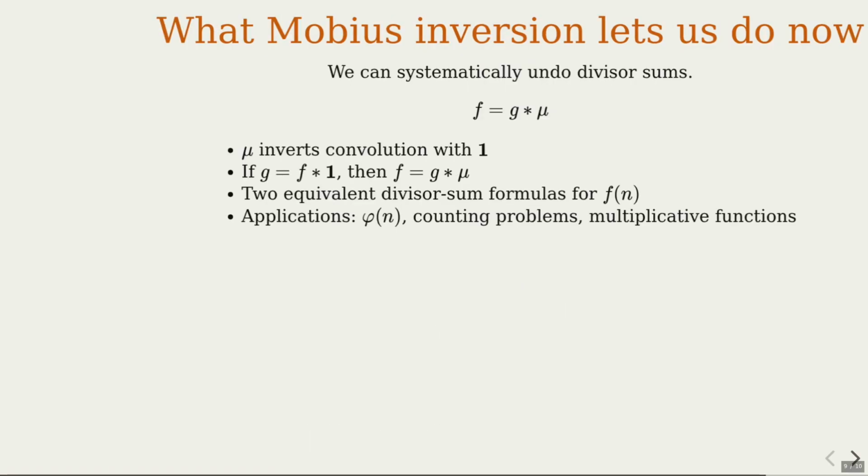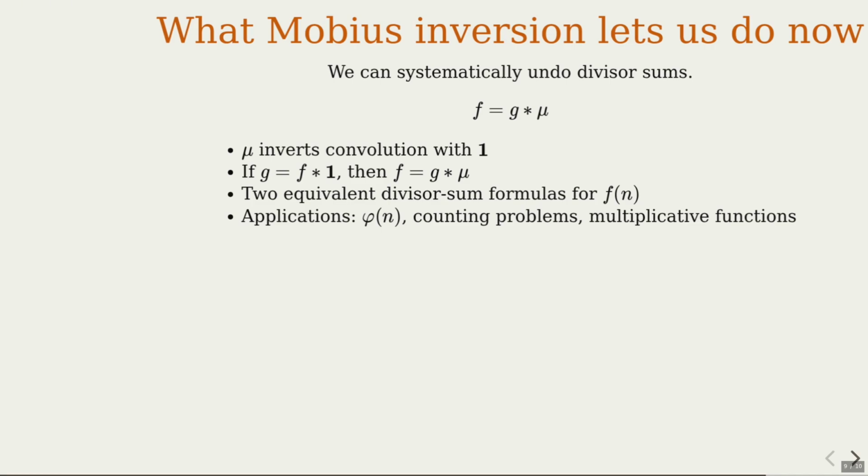Let us step back and summarize. The Möbius function is the inverse, under Dirichlet convolution, of the constant 1 function. Because of that, it allows us to undo any divisor sum that comes from convolving with 1. So whenever I see a function g that is a sum of values of some unknown f over divisors, I can write g as f convolved with 1, and then I know f is g convolved with mu.